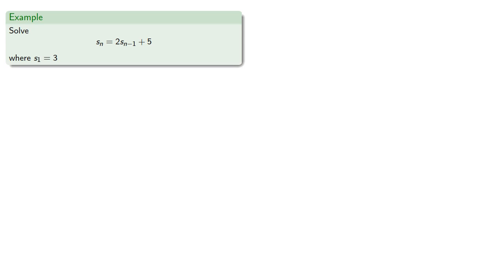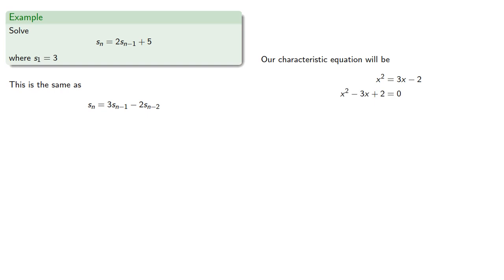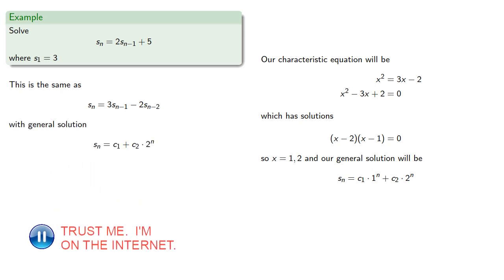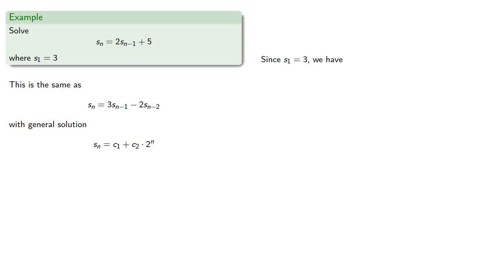Let's see how that might work. Let's take our recurrence relation where S_1 is 3. So we've rewritten this as, since this is homogeneous, we could write down the characteristic polynomial and find its solutions. So x equals 1 and 2, and so our general solution will be, since S_1 equals 3, we have, now we have 2 unknowns, C_1 and C_2, so we need another value of S_n. But we're only given S_1. How could we possibly find another value?